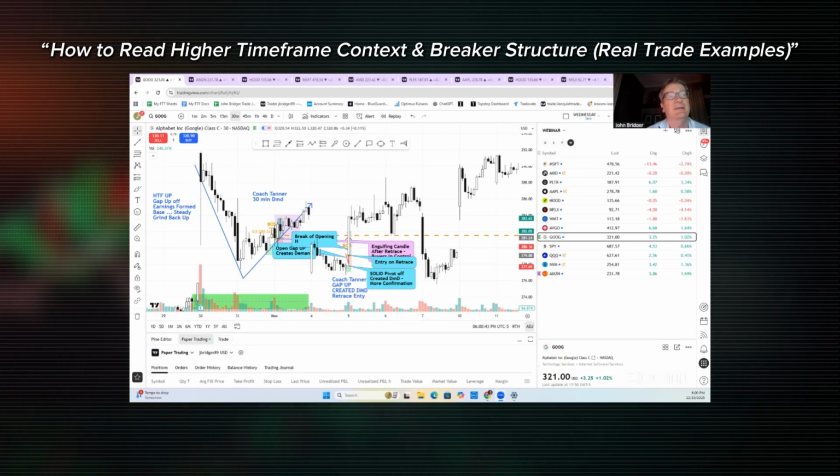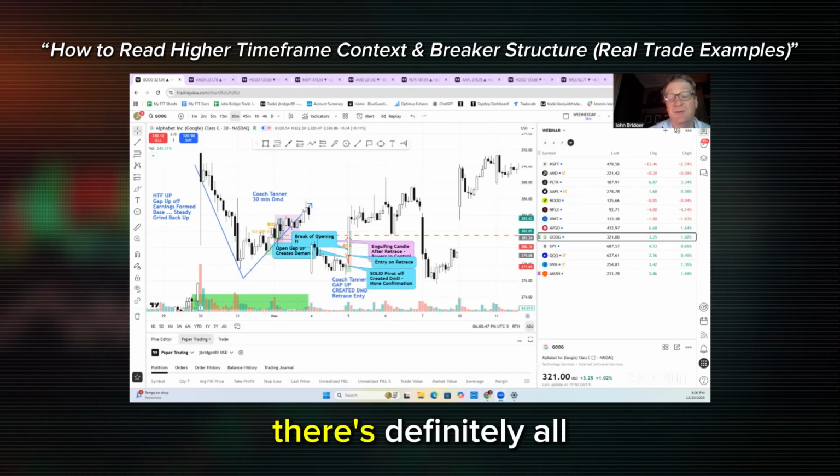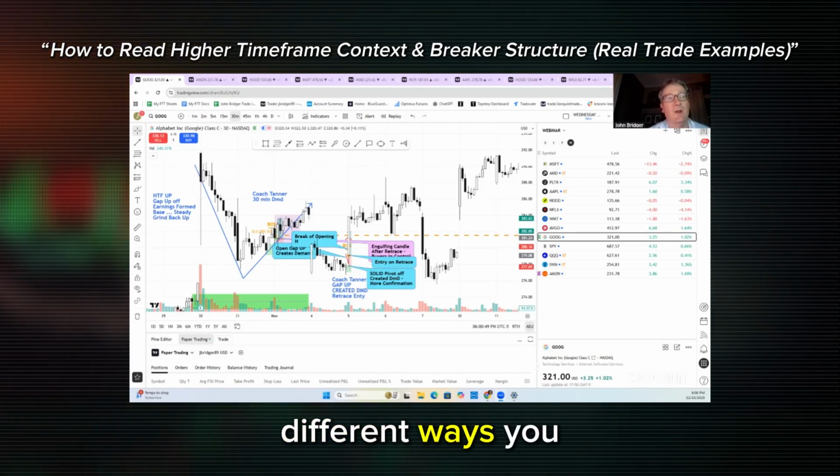Again, not every setup meets everybody's style, right? And you've got to figure out what style works for you. But there's definitely a lot of different ways you can trade this system.